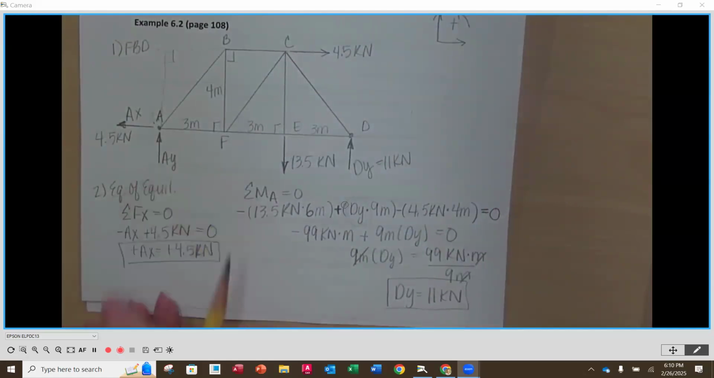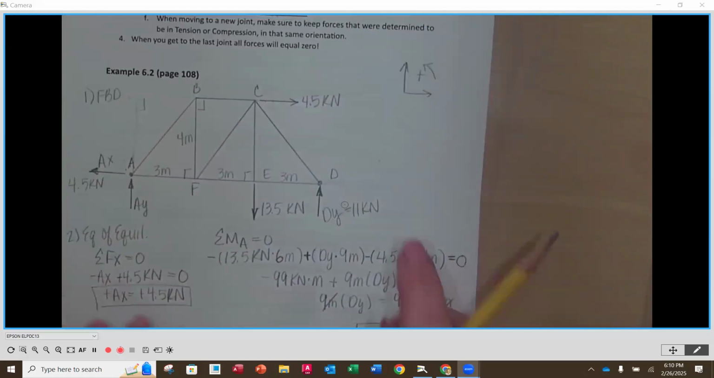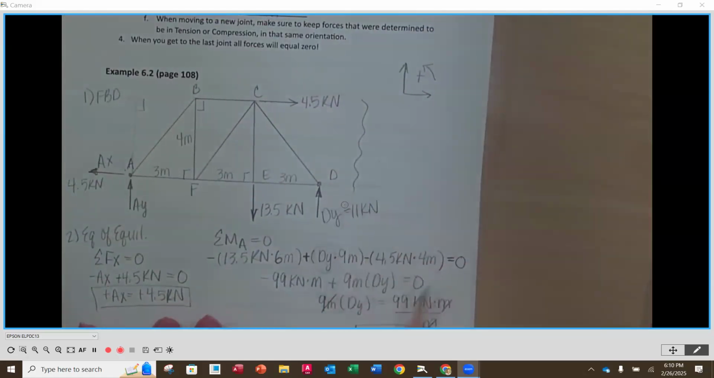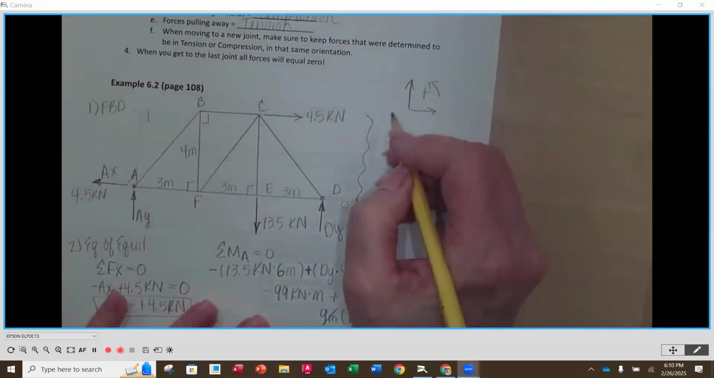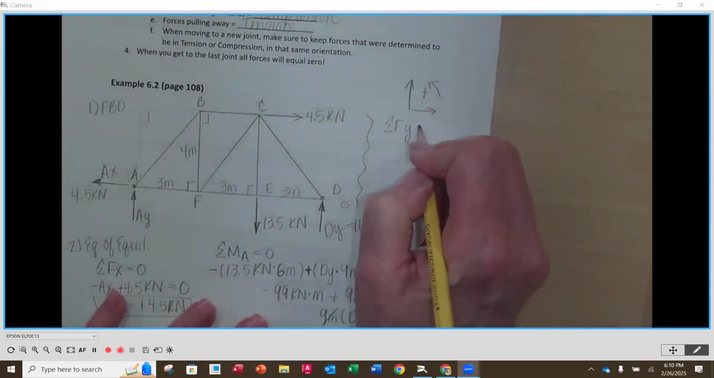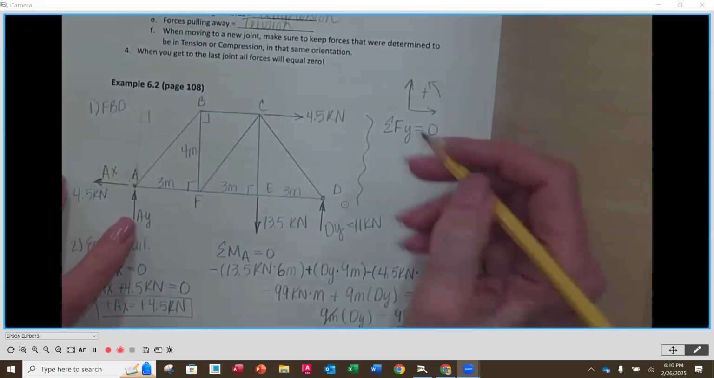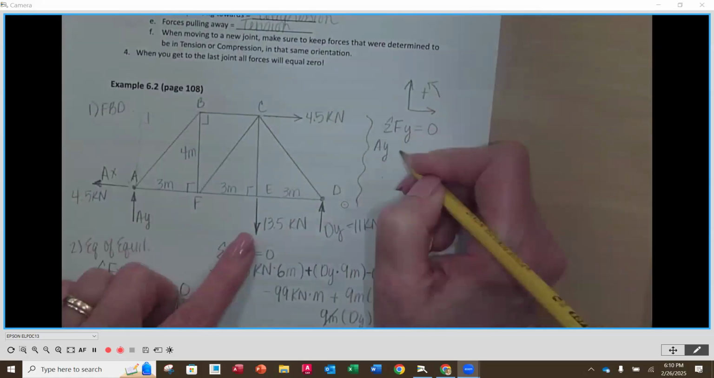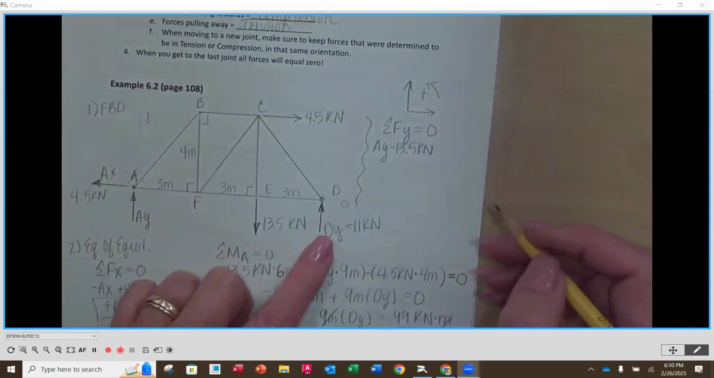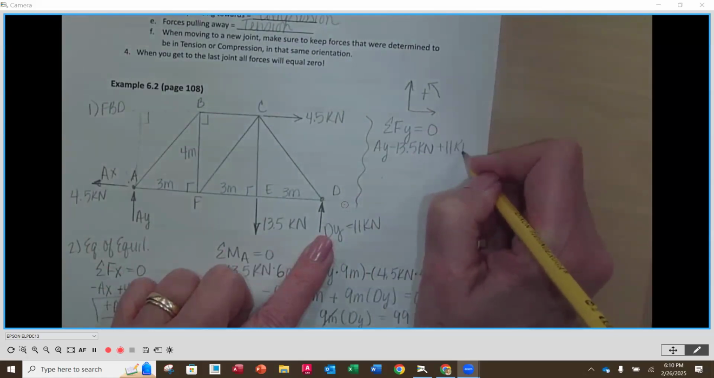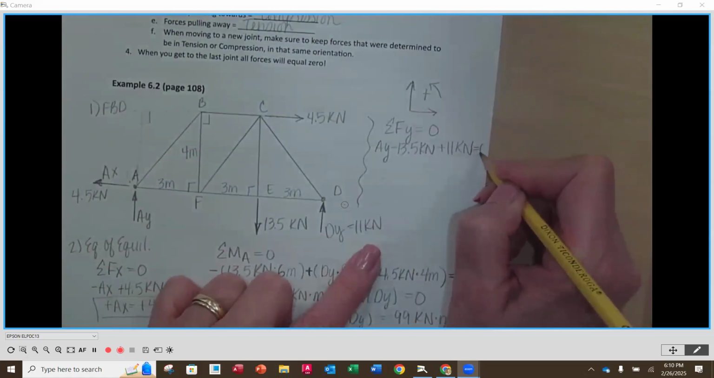We've got one more. We've got ay to solve for, and we're going to use sum of the forces in the y equals 0. I'm going to put it up over here. I hate doing this, but rather than going to the next page and having to flip back and forth, I'm just going to put it right here. So sum my forces in the y equals 0. I have my positive ay minus 13.5 kilonewtons and a positive 11 kilonewtons, which is our dy, equal to 0.